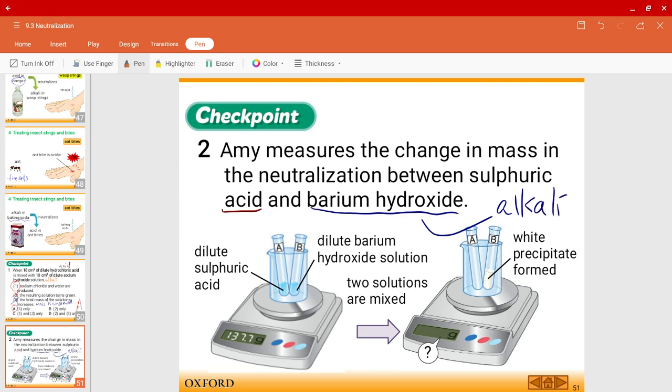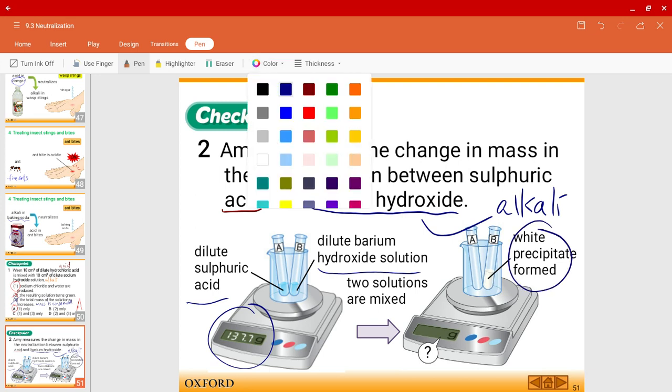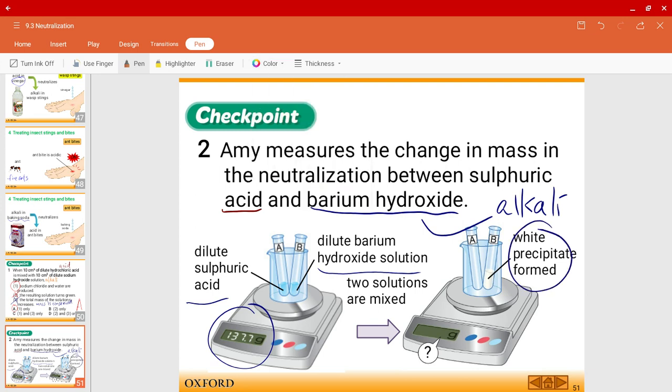So you add the acid and alkali together, and then the total mass is around 137.7 grams. And after the reaction, when the two solutions are mixed, you get a white precipitate formed. So guys, I mentioned earlier what precipitate is. It's some small solids. So in this case, it would be salt. This is an indication that salt is formed.